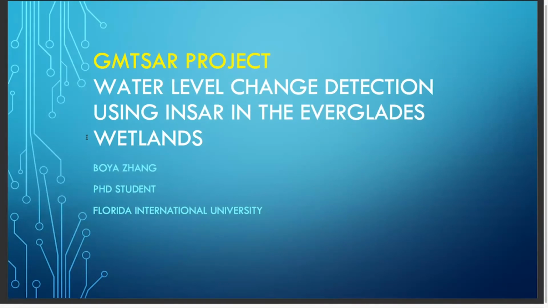Hello everyone. So I have a very different topic. It's on using InSAR to detect water level changes in Everglades wetlands. Because normally we think of InSAR as measuring things like moving and deformation. But whenever you think of a water surface, it's decorrelated. So let's see how I use this to detect the water level change.